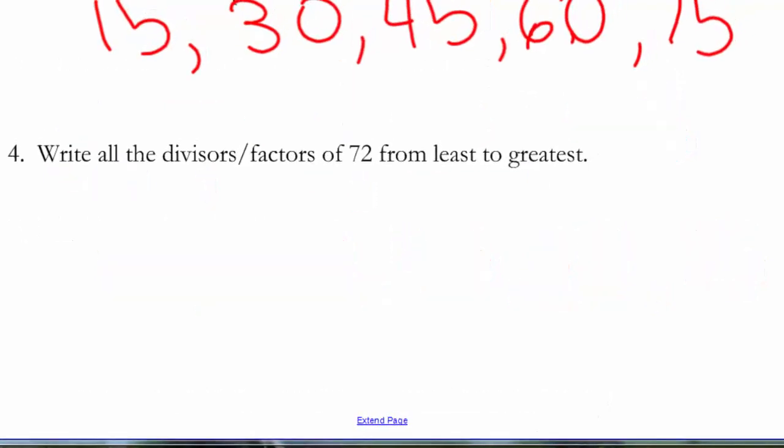And in this last problem, we want to write all the divisors or factors of 72 from least to greatest. So this is the factor rainbow. So what goes into 72? 1 goes into 72 and 72. Will 2 go into 72? Yes, 2 goes into 72. It'll go in 36 times.